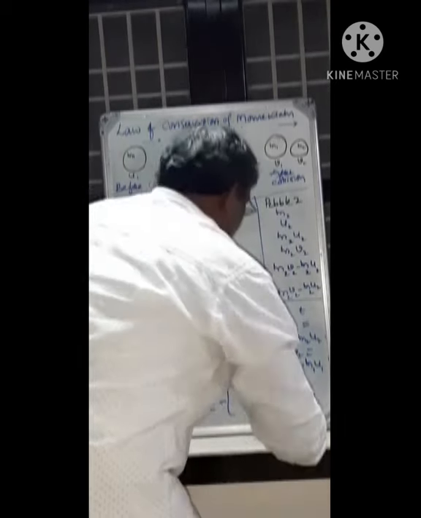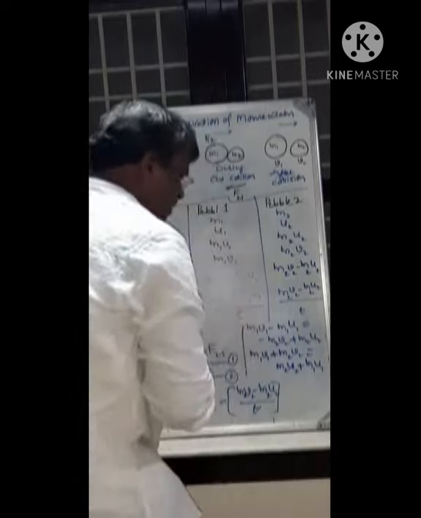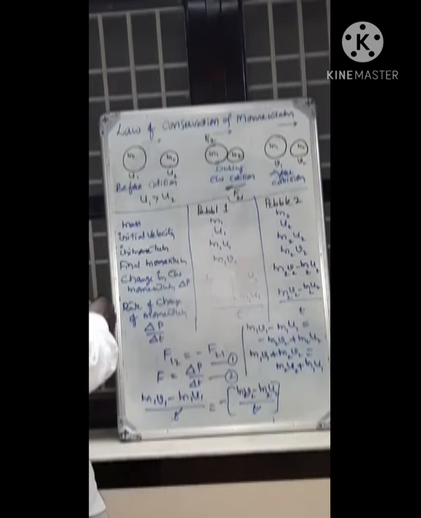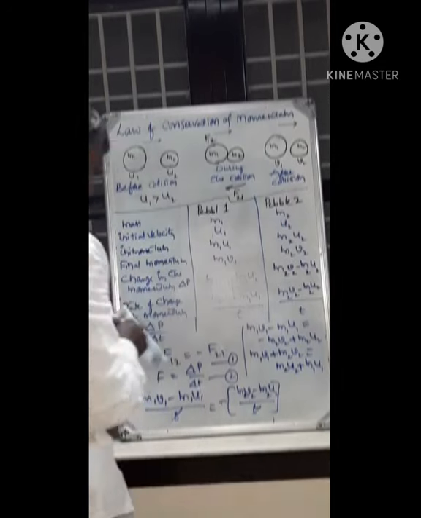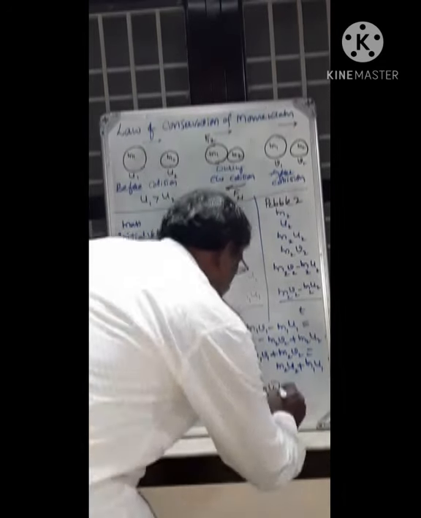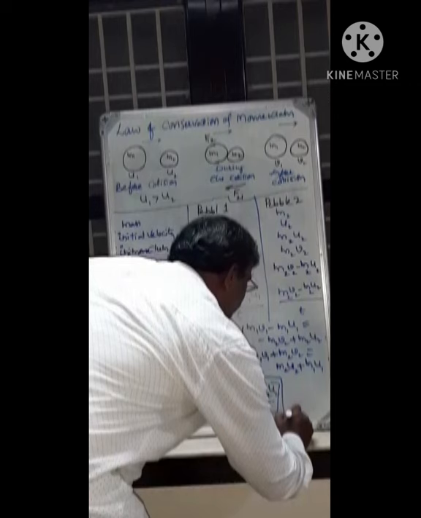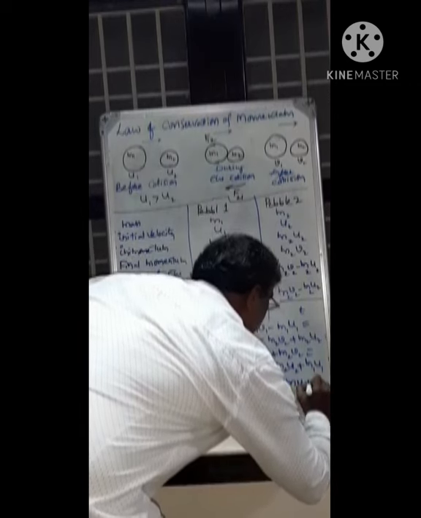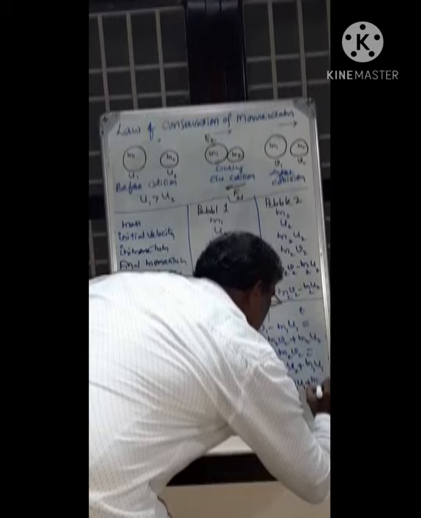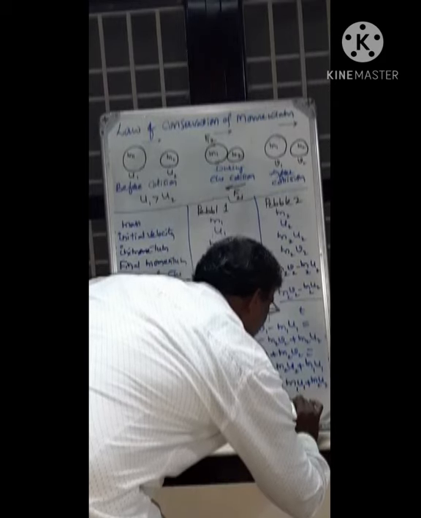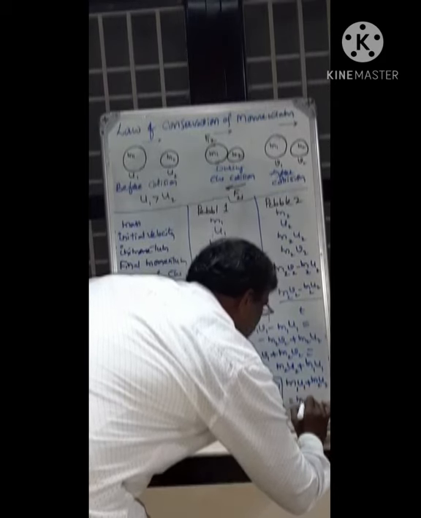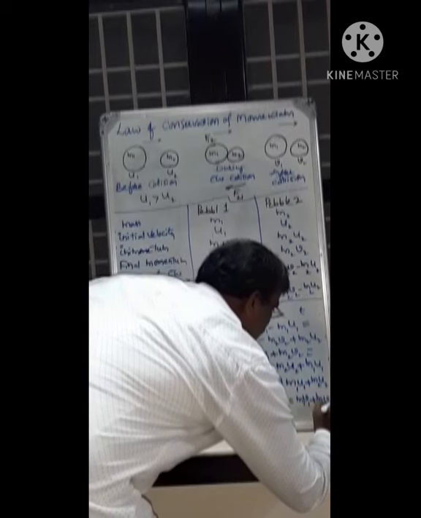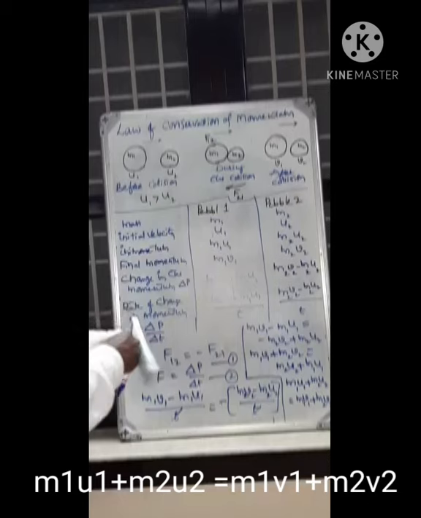So from this, the final equation is like, so I will adjust here: m1 u1 plus m2 u2 is equal to m1 v1 plus m2 v2. This is the final equation.